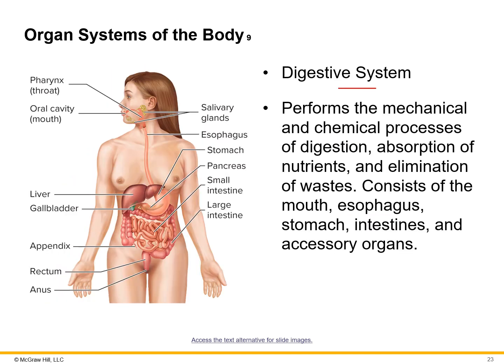Then our digestive system, so the process of mechanical, so chomping up, chewing our food, as well as chemical, so enzymes that are released to break down food, but also to absorb those nutrients and get rid of waste, consists of the mouth, the esophagus, down to the stomach, the large and small intestine, and the accessory organs like the liver and the gallbladder.